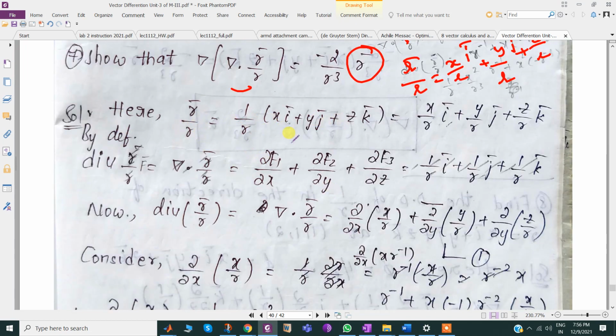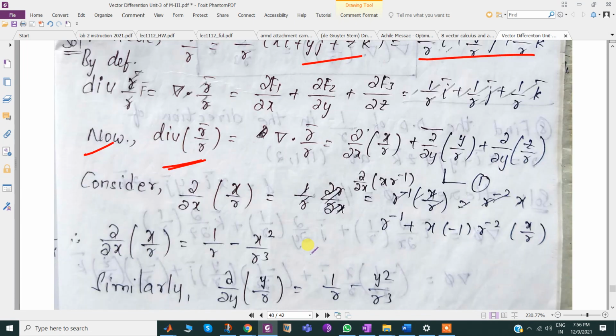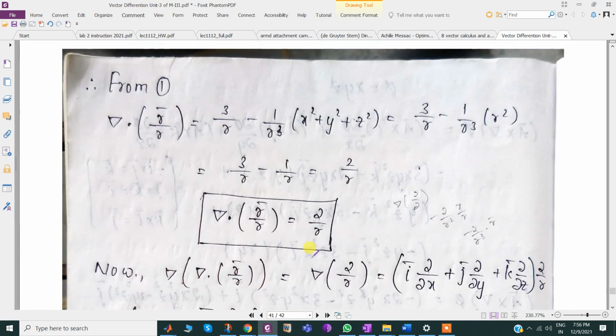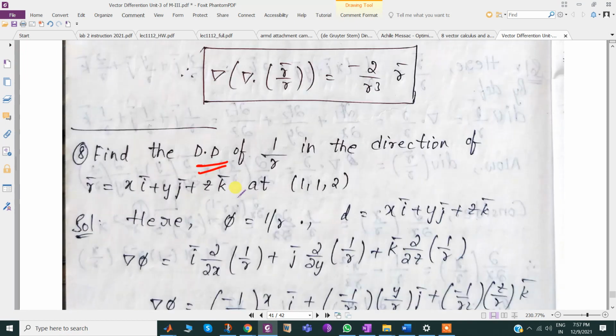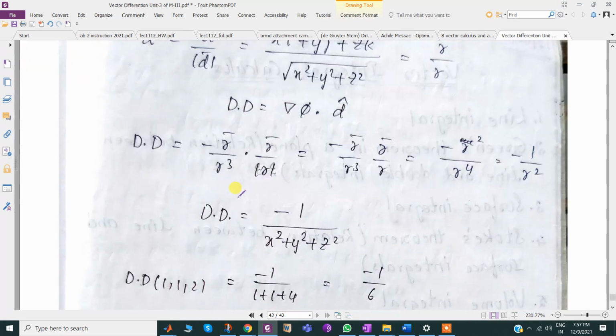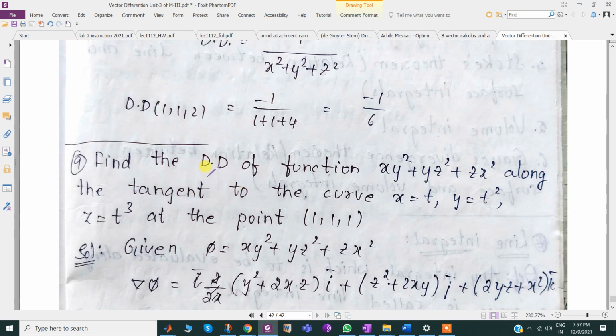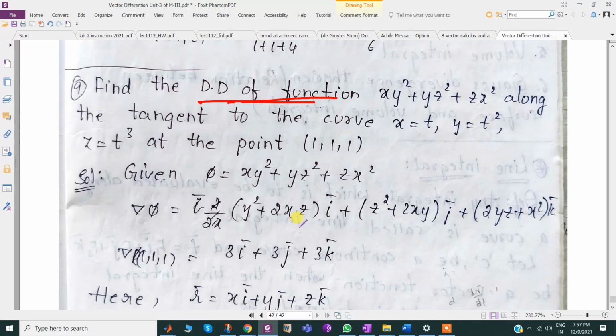So the entire r bar by r value is expanding this. Div. This is, I got that. Now div r bar by r is equal to, simplify that. I think that direction derivative, about the direction derivative we studied in the beginning itself. Again direction derivative. This is one here.